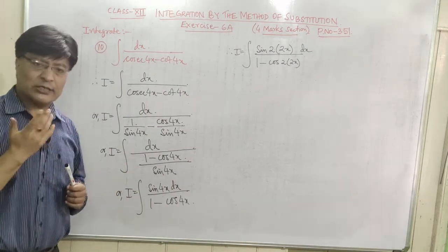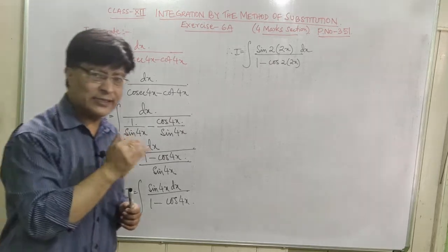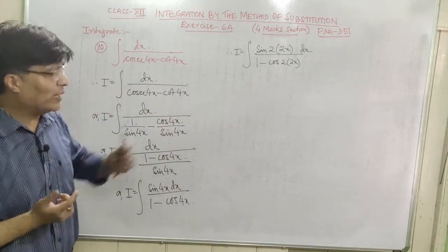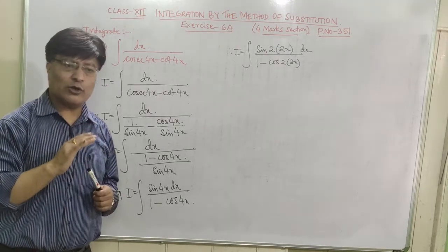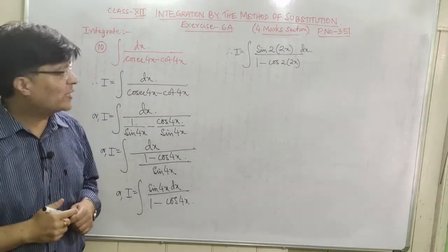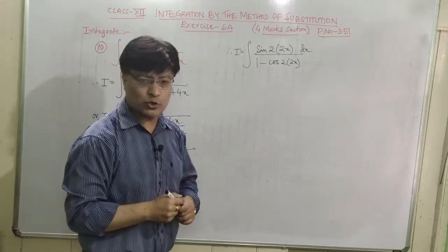So in the numerator you can use the formula of sine 2a. 2x is assumed as a, so it is sine 2a. And in the denominator you can assume the formula 1 minus cos 2a. In this case we can take this 2x as a, so it becomes 1 minus cos 2a.